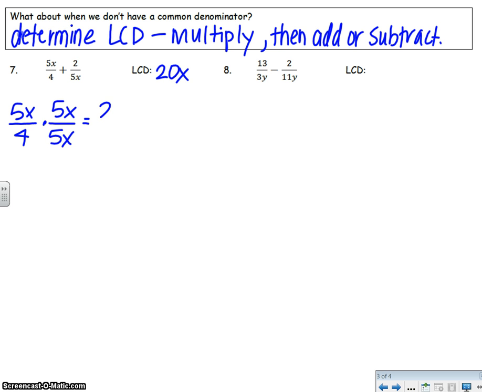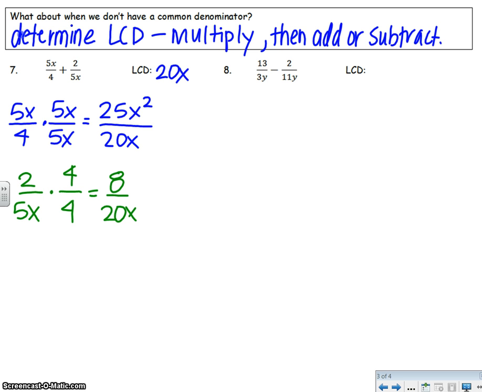So now this new fraction becomes 25x squared over 20x. And now let's look at the second fraction, 2 over 5x, and let's multiply this by 4 over 4. So now we have 8 over 20x, and now we can see that we have two fractions with a common denominator. So our new problem is 25x squared over 20x plus 8 over 20x.